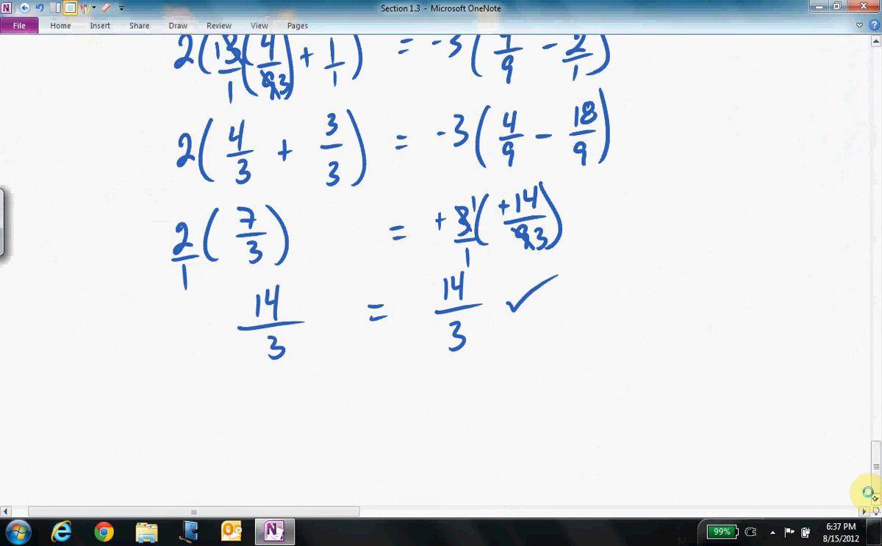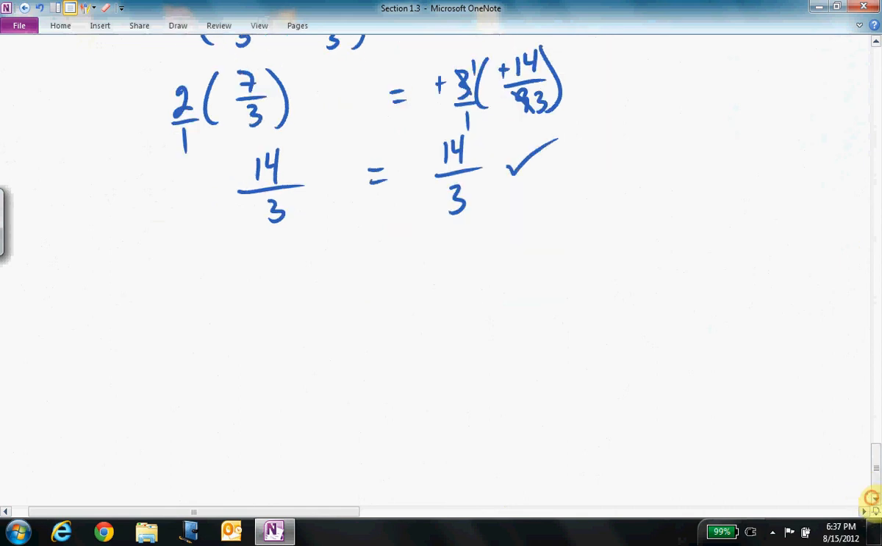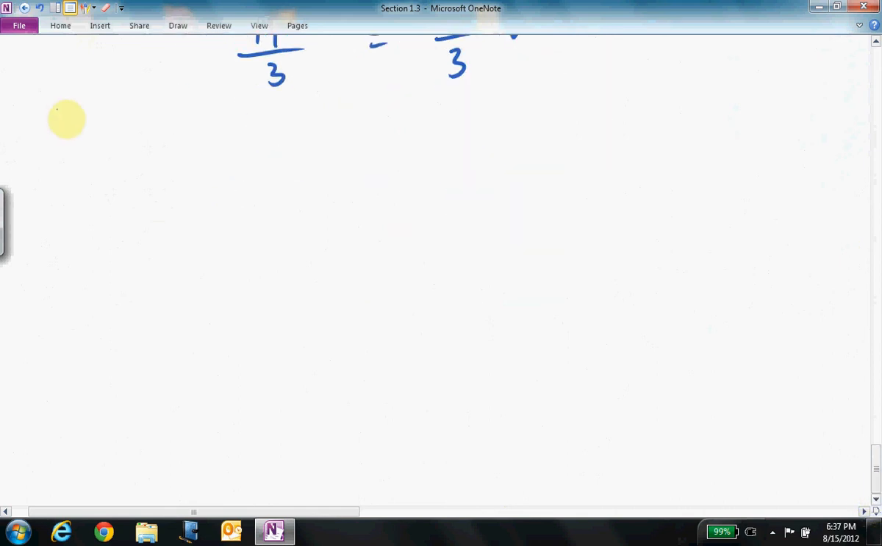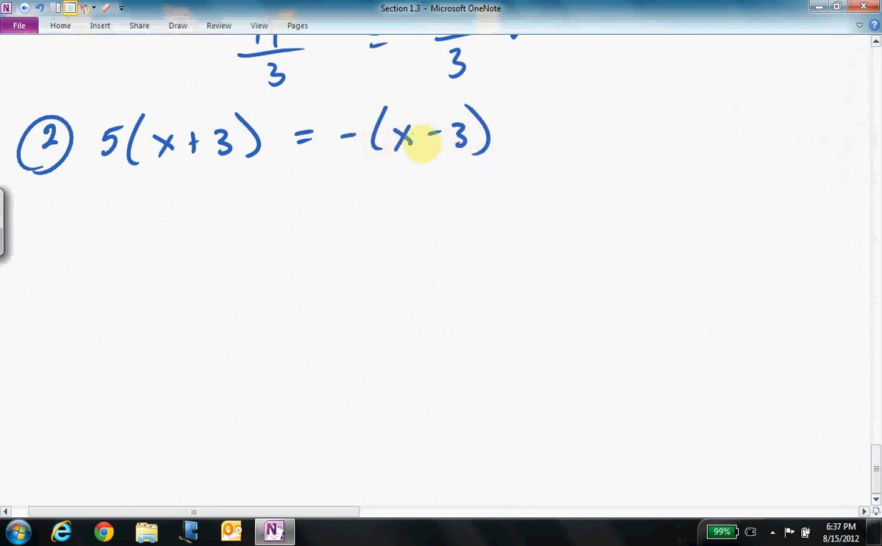Okay. Let's do one more in this section here. So we are going to do number 2. And let's do this problem. 5 times the quantity x plus 3 equals negative, or negative 1, times the quantity x minus 3, or the opposite of the quantity x minus 3.